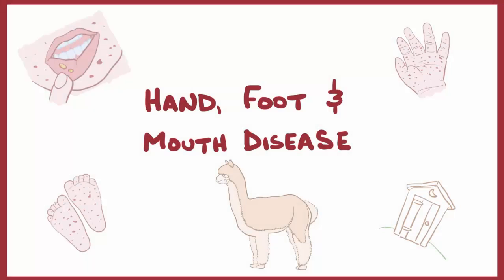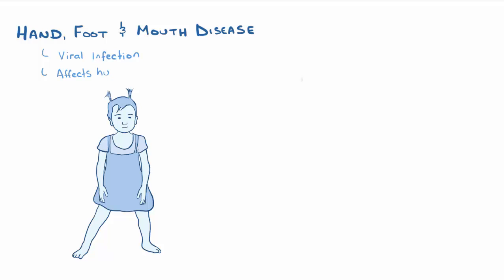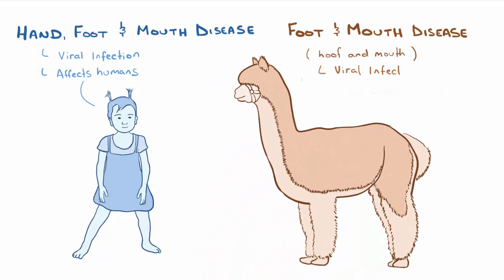All right, so let's get one thing straight. Hand, foot, and mouth disease is a common viral infection that affects humans. Foot and mouth disease, or less confusingly, hoof and mouth disease, is a severe viral infection that affects cloven hooved animals. It's mostly associated with livestock.